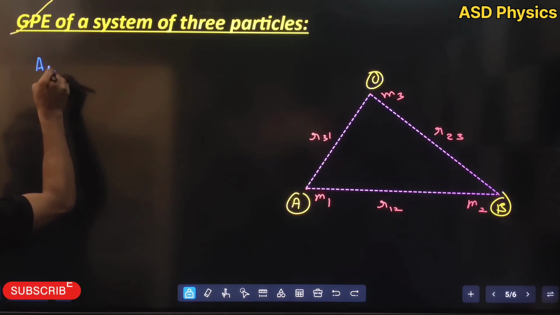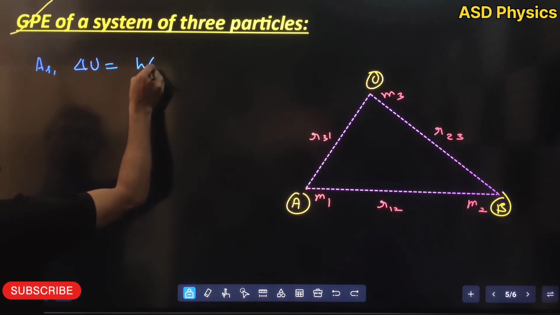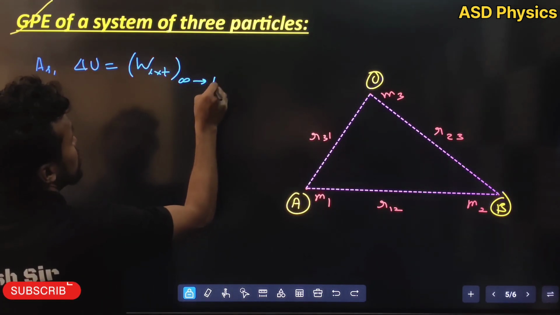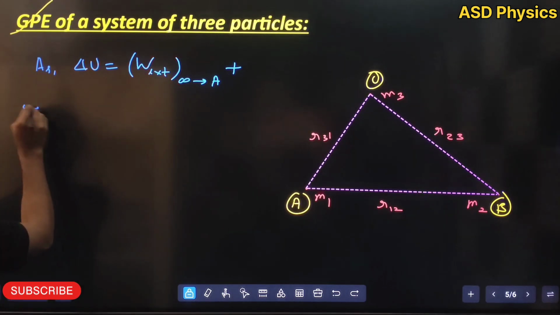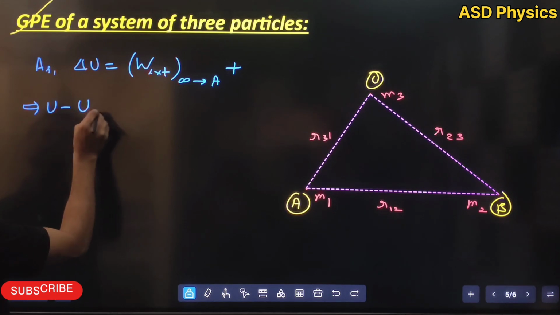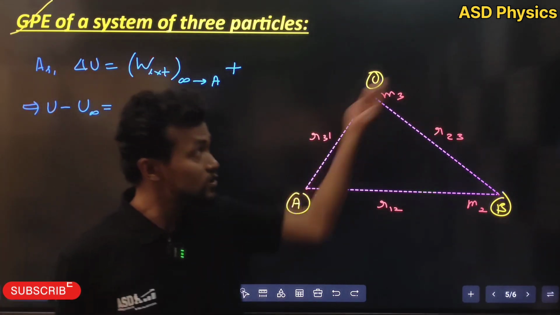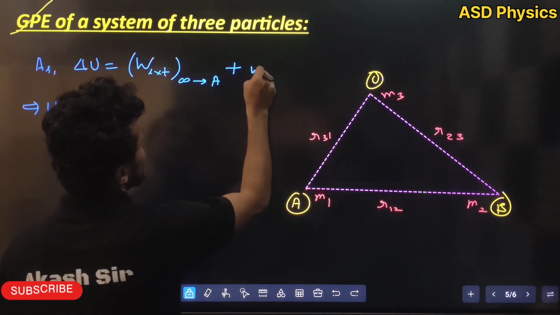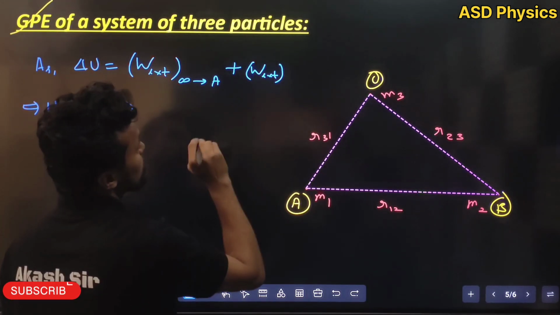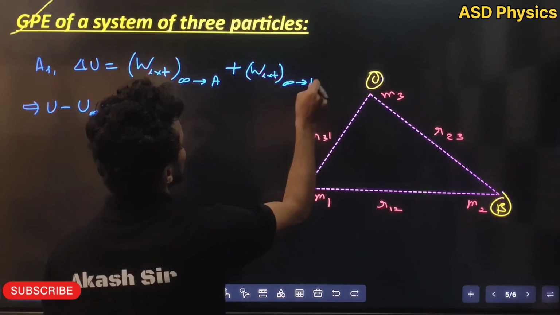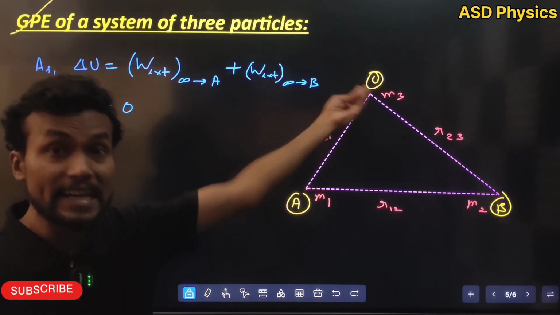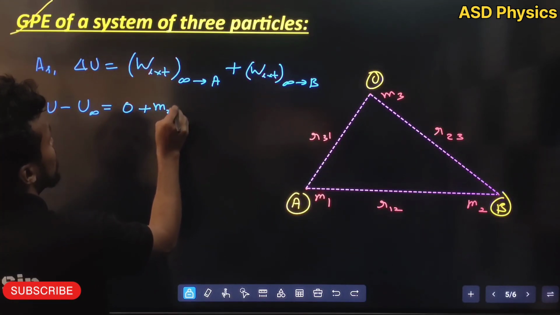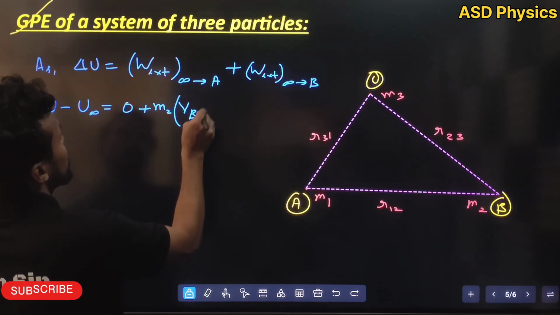What is the basic here? Delta U is equal to the work done by the external force to take mass M1 from infinity to A, so U minus U infinity. When the first mass comes from infinity to A, no work is done. Similarly, work done by the external force to take mass from infinity to point B. Now the second mass is entering into the gravitational field of the first mass.